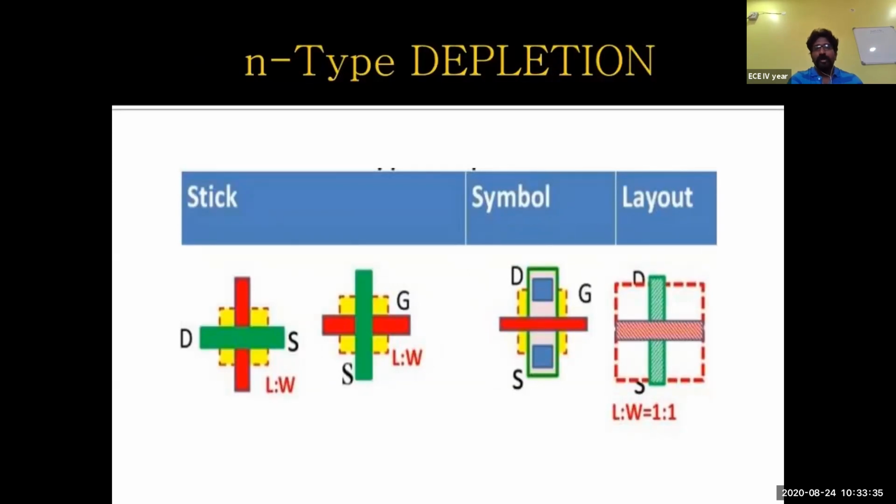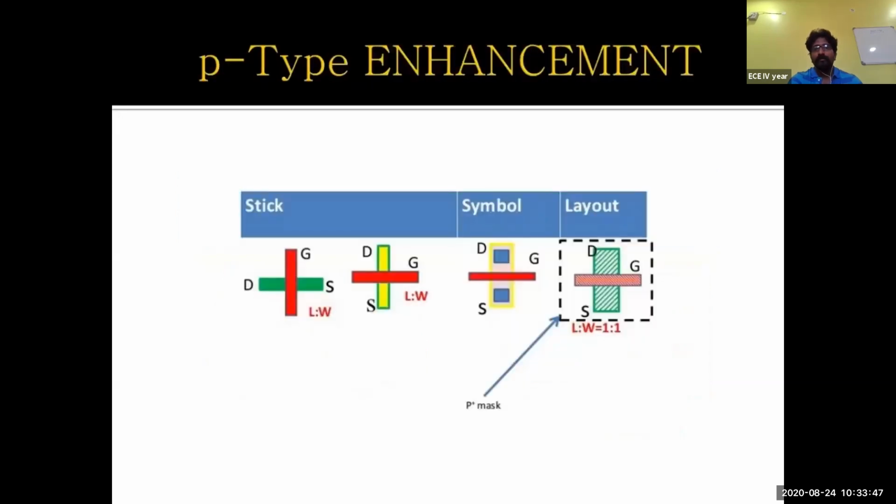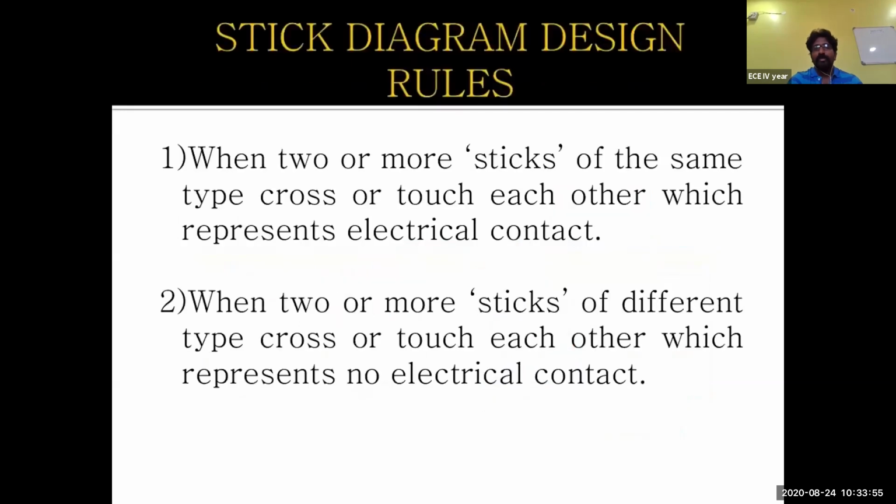These are a few more types of sticks. I can see the well notation or implant notations there for those particular sticks, and also the layout. And this is talking about the P mask or the well which is used for the layout. So the rules, anyway, we have studied the 4 different kinds of rules.